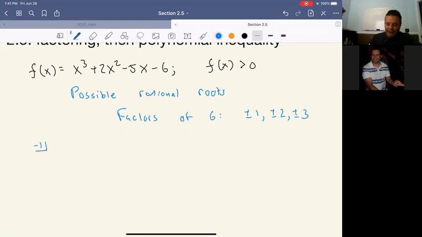Put a -1 there up top. 1, 2, -5, -6. 1 comes down. Multiply that 1 by -1. 2 and -1 gives you 1. Multiply that 1 by -1 again. -5 and -1 gives you -6. -1 times -6 gives you 6, and we get 0.